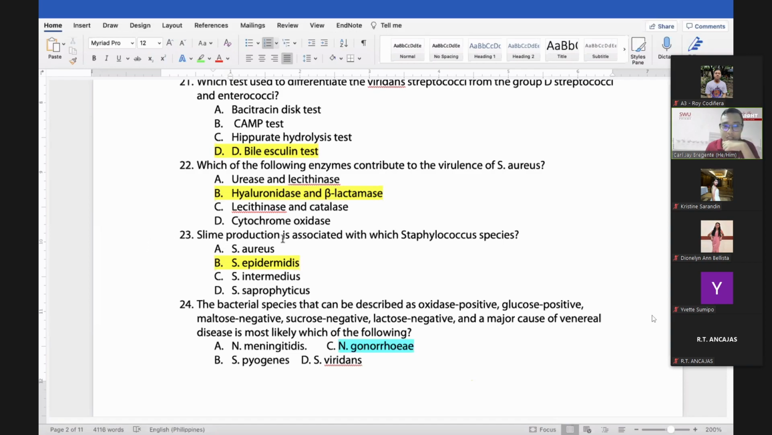Slime production is associated with what Staphylococcus species? So the answer is Staphylococcus epidermidis. As I said earlier, Staphylococcus epidermidis will easily form biofilm because of its slime.